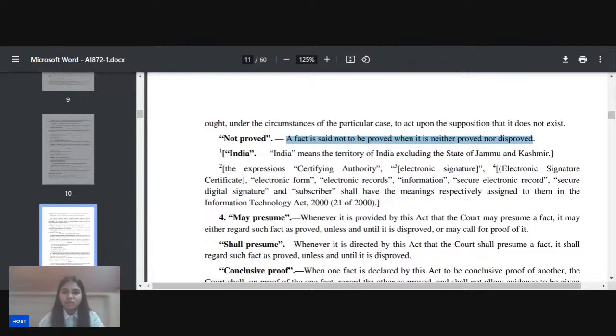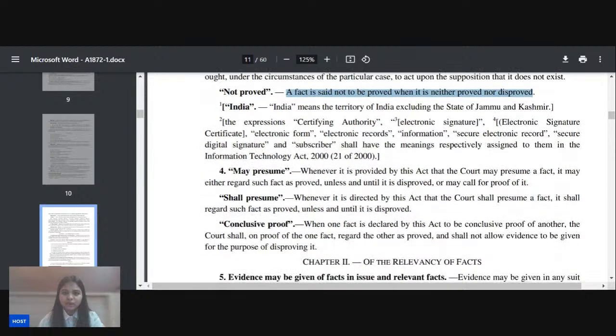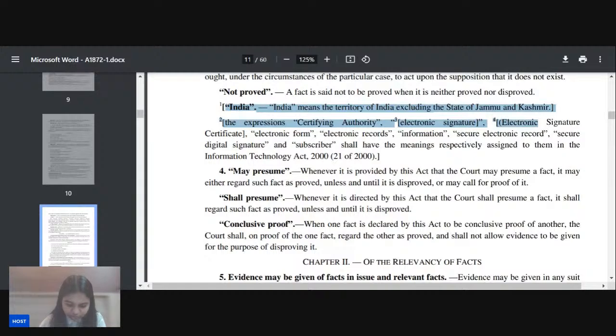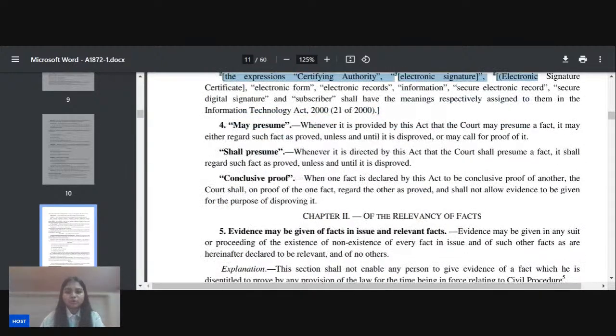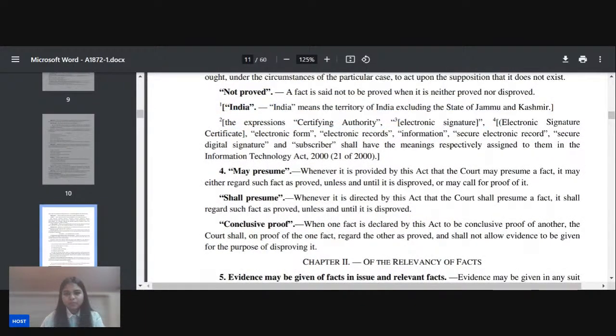Now coming to the next definition, which is India, right? India means the territory of India excluding the state of J and K. Now this question came from Shaktija. The definition of India states excluding J and K, right? But here the applicability is the whole of India, which is including J and K. Now, who can tell me this definition? It is excluding the state of J and K.